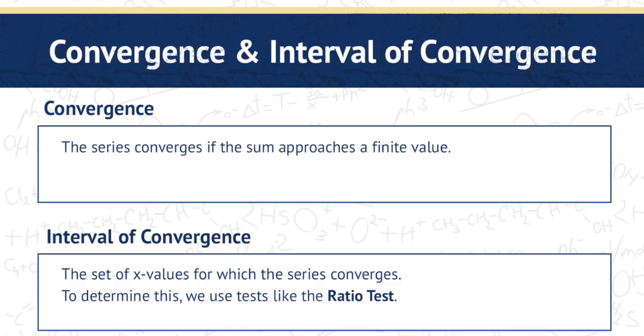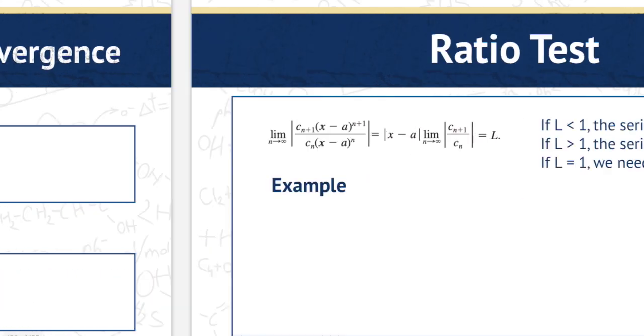So a power series converges if adding up all its terms gives a finite value. But whether or not that happens depends on x. The set of x values where the series converges is called the interval of convergence. So we'll be using tests like the ratio test to find out if the series converges or not.